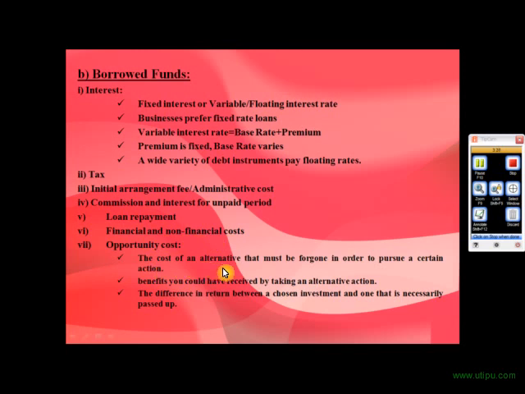the cost of the alternative that must be foregone in order to pursue a certain action. The benefits you should have received by taking an alternative action. The difference in return between a chosen investment and one that is necessarily passed up.